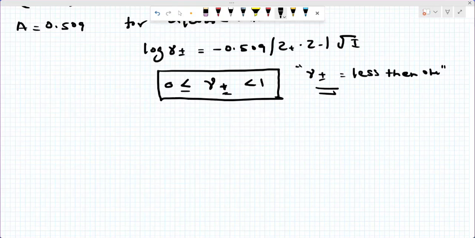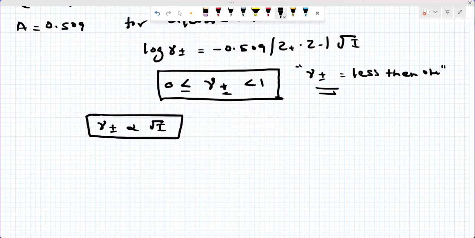Listen, the activity coefficient gamma plus or minus goes directly with the square root of the ionic strength. So now I am going to find out the ionic strength. For example, for Na plus Cl minus, the Z plus value is 1 and the Z minus value is 1. If you know the ionic strength of NaCl, we can find out the activity coefficient.